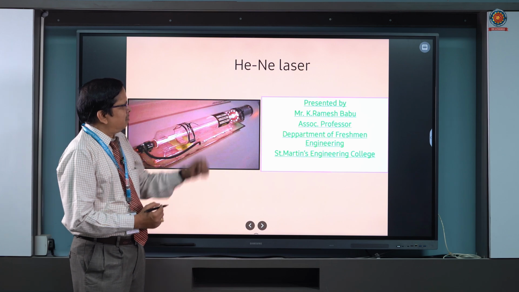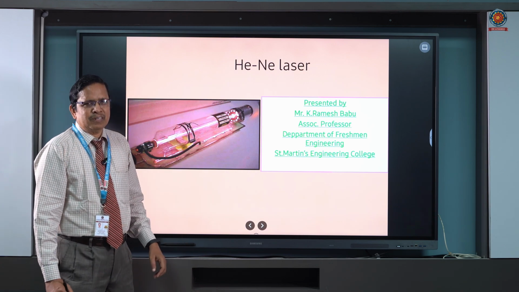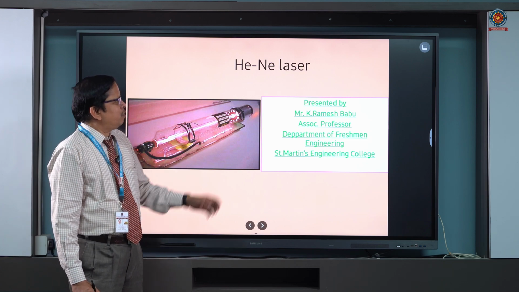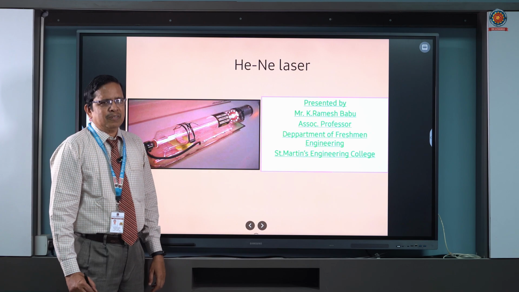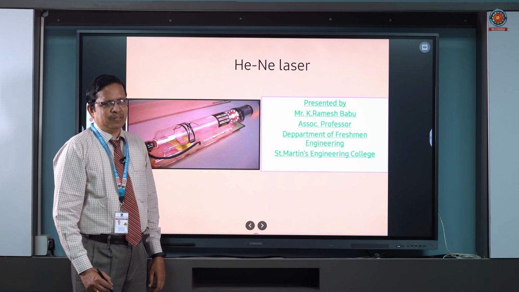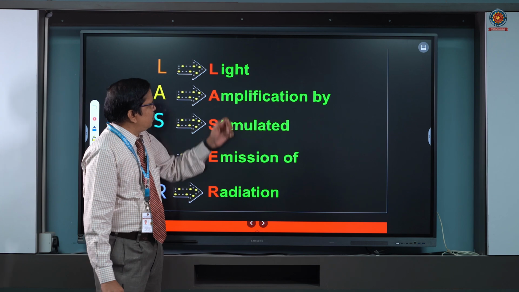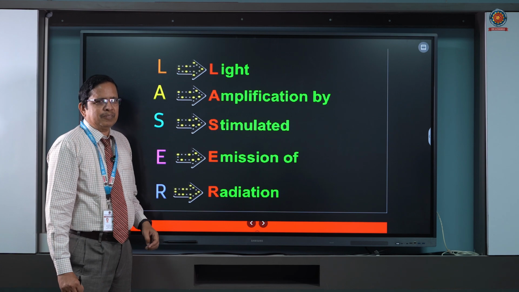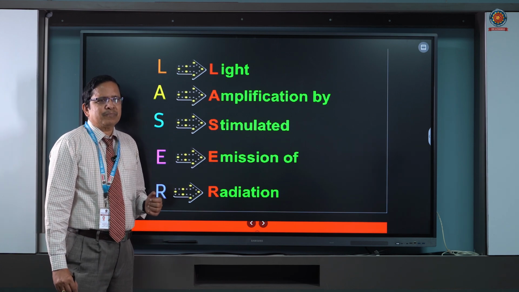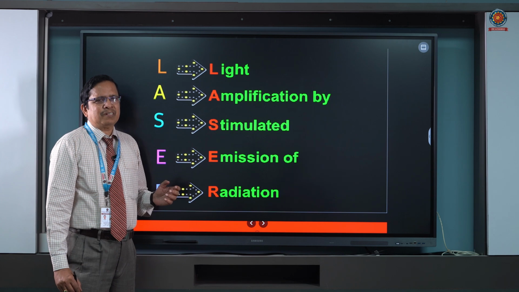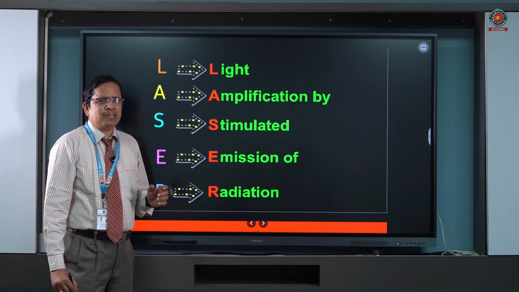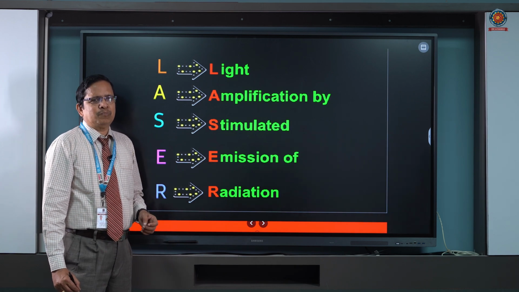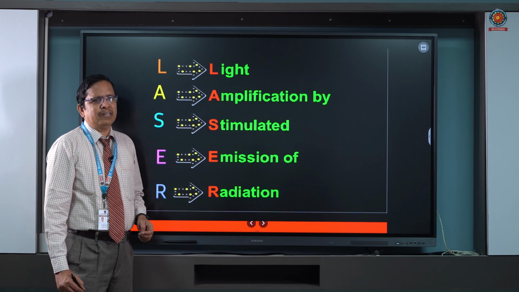Today I am going to explain about a laser that is called helium neon laser. Before going to discuss helium neon laser, I want to give the background of a laser. Laser is the acronym for light amplification by stimulated emission of radiation. So why are we talking about laser? Because laser has special characteristics when compared to an ordinary light source. In fact, laser is also a light source, but it has special characteristics when compared to an ordinary light source.